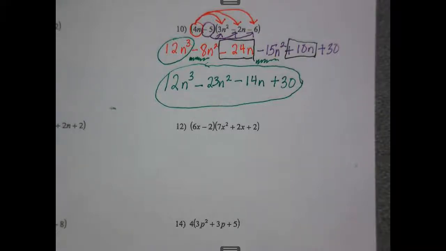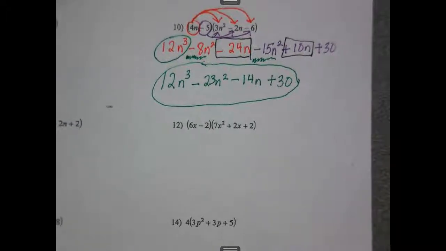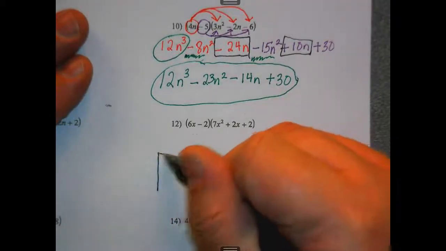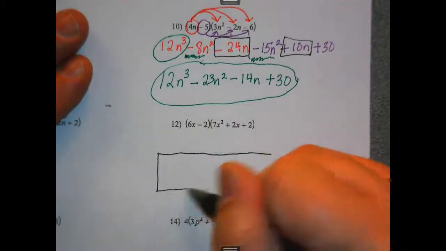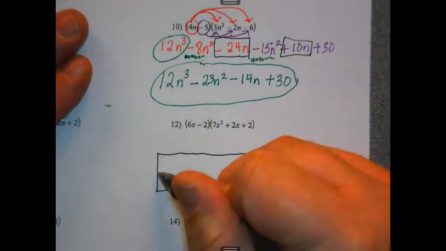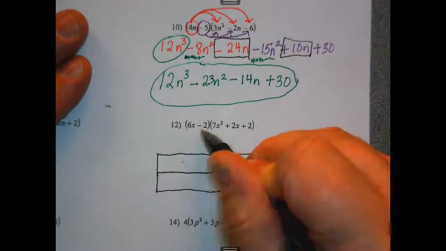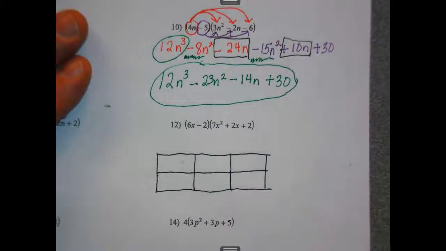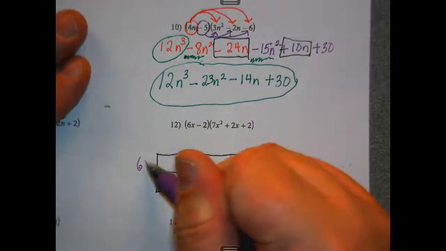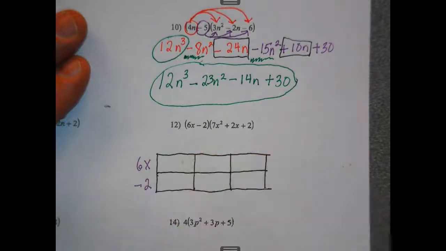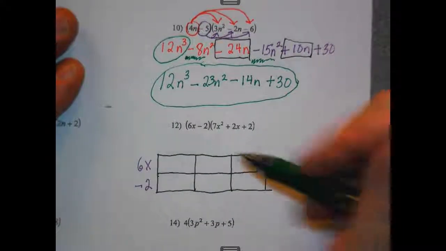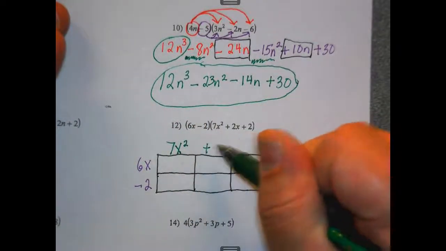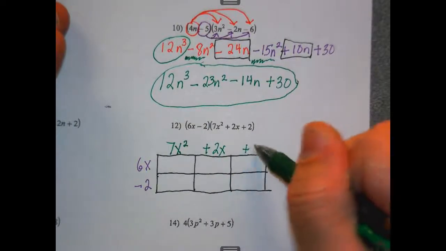Let's do number 12 using the box method. I have a binomial, so that's 2 rows, and I have a trinomial, so 3 columns. So I have 6x and a minus 2, and I have a 7x squared plus 2x plus 2.